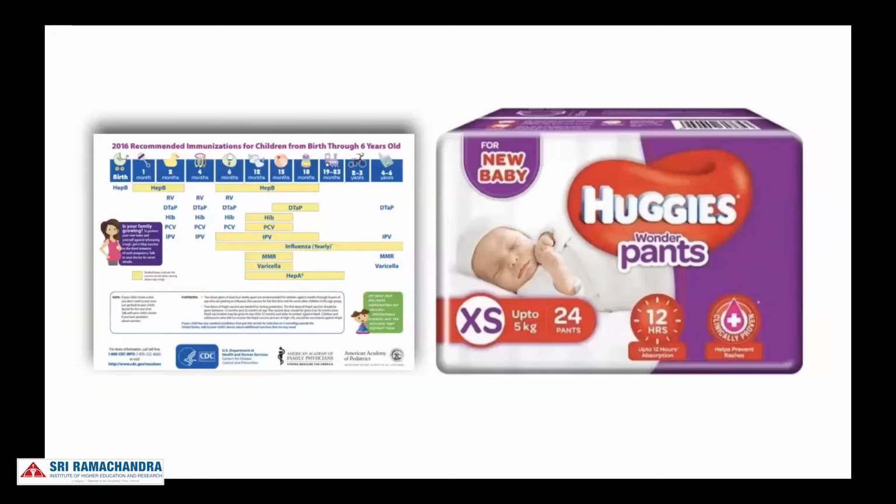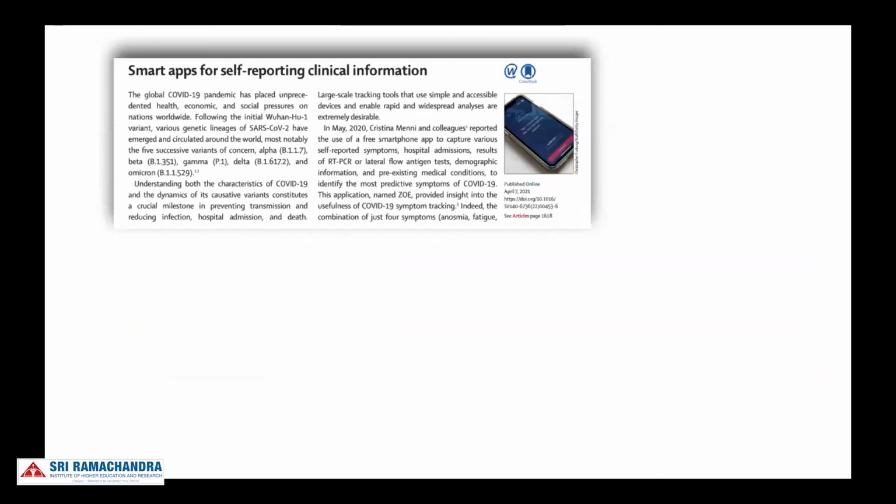We can also keep the warning label or tips or whatever we can put in the vaccination schedule or even in baby products. Now, in a recent paper in Lancet on smart apps for self-reporting clinical information, this was a paper published recently in Lancet.